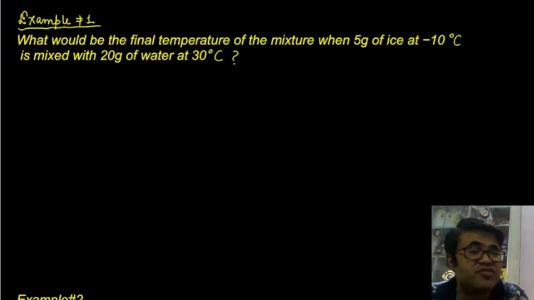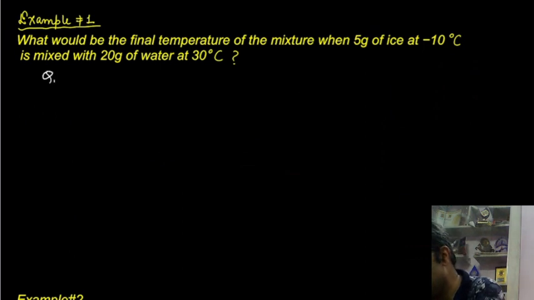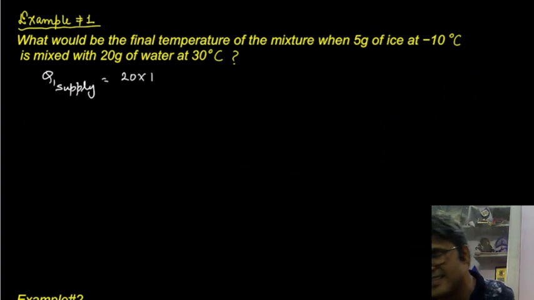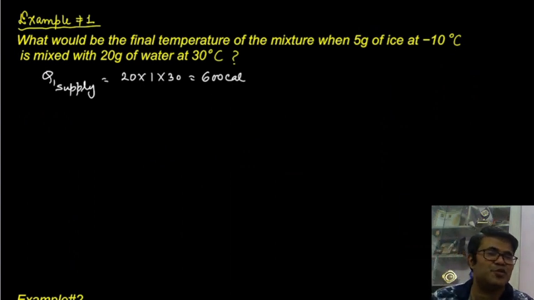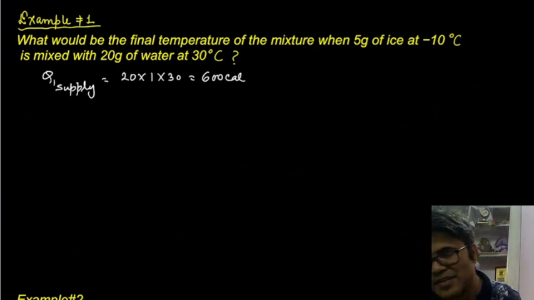So you can say how much we can extract from the water before it comes to 0. So that is just a mental calculation, Q1 it can supply. Q1 it can supply, or not supplied, we should write it can supply. So how much can it supply? It is 20 grams. Specific heat is 1 calorie per gram per degree Celsius, and till 0 it will lose 30 degrees Celsius. So the amount of heat it can release is 600 calorie before it comes to 0 degrees Celsius. This is the mental calculation.